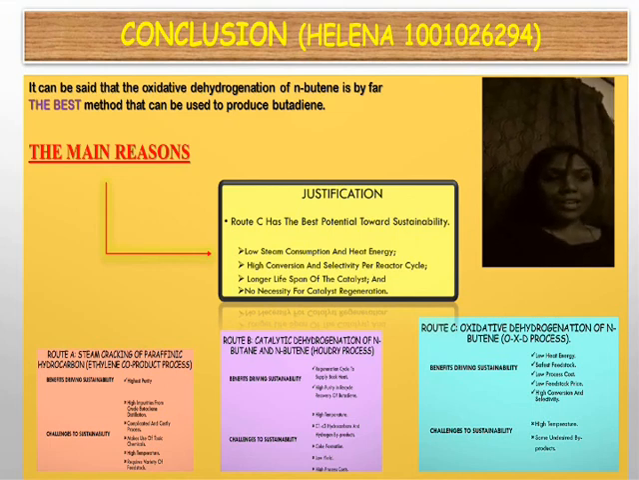So with all the reasons given above, it can therefore be said that the production of butadiene via the oxidative dehydrogenation process is indeed the best method to produce butadiene in industry.